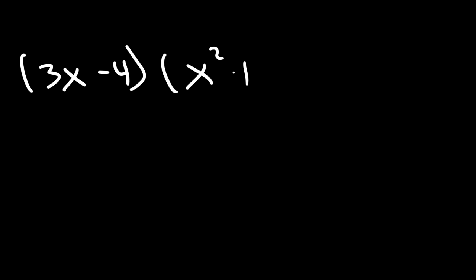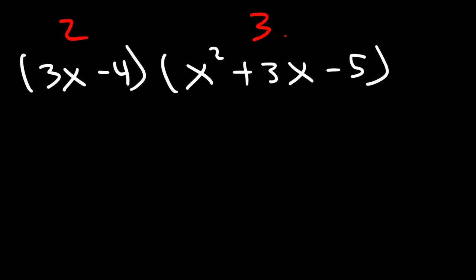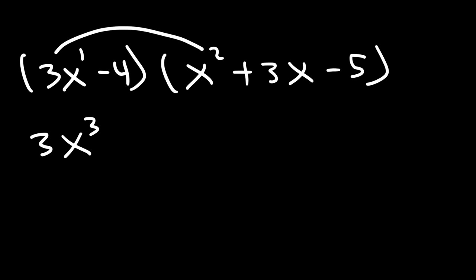Now let's multiply a binomial by a trinomial. So let's multiply 3x minus 4 by x squared plus 3x minus 5. So a binomial has 2 terms, a trinomial has 3 terms. So initially, we should have 6 terms before we combine like terms. But I'm going to do this a certain way. So let's multiply 3x by x squared. So that's going to be 3x cubed. 1 plus 2 is 3.